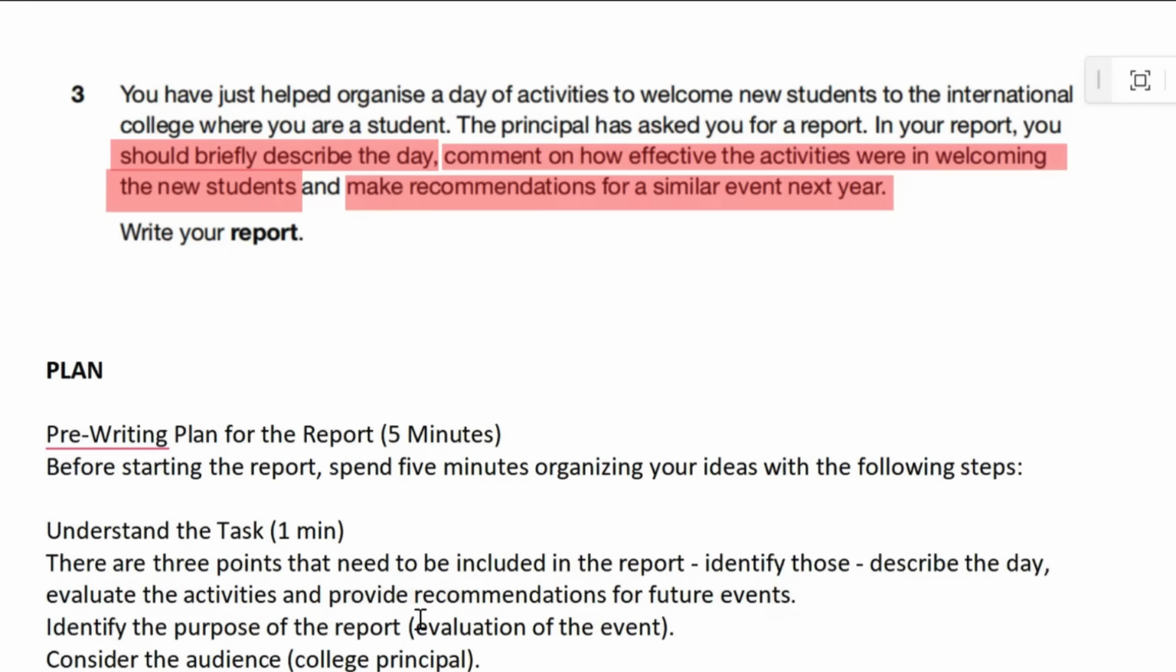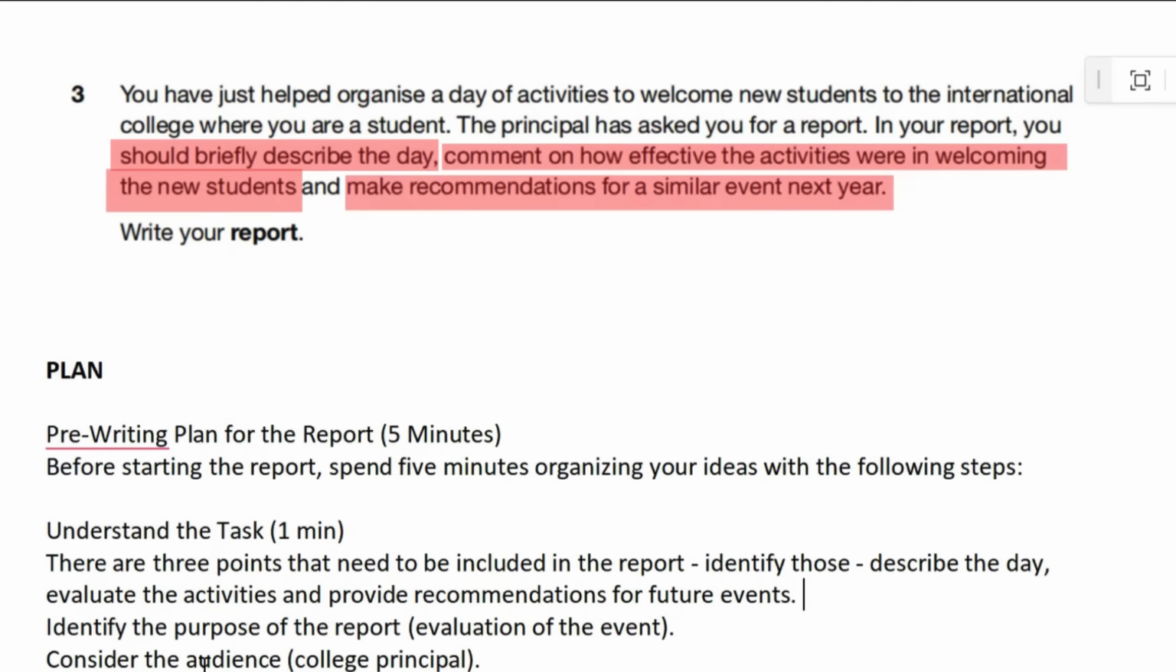Identify the purpose of the report. Well, essentially the principal, who will be important because he or she will be the reader of the report, wants an evaluation of the day. Was it a successful day? Was it a day where the students were happy with what they saw, or were there shortcomings, and should we make improvements so that next year and future years it will be a better event? So essentially we're evaluating what happened.